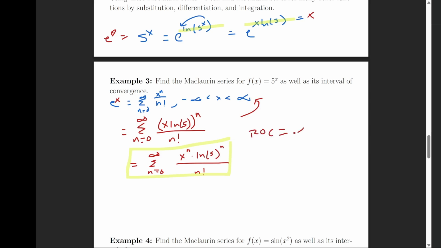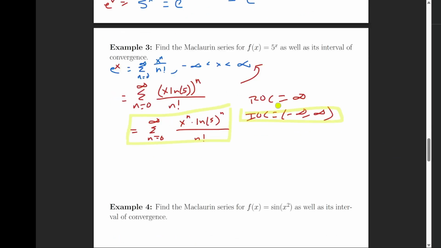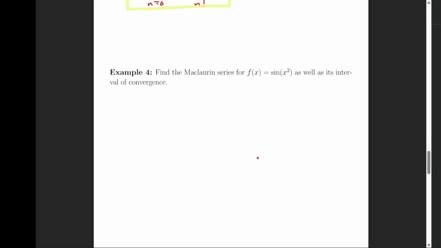So the radius is going to equal infinity, so thus the interval of convergence is going to equal the same thing as this, which is just negative infinity to infinity. That's the answer right here. So simple enough, right? I'll do another example.